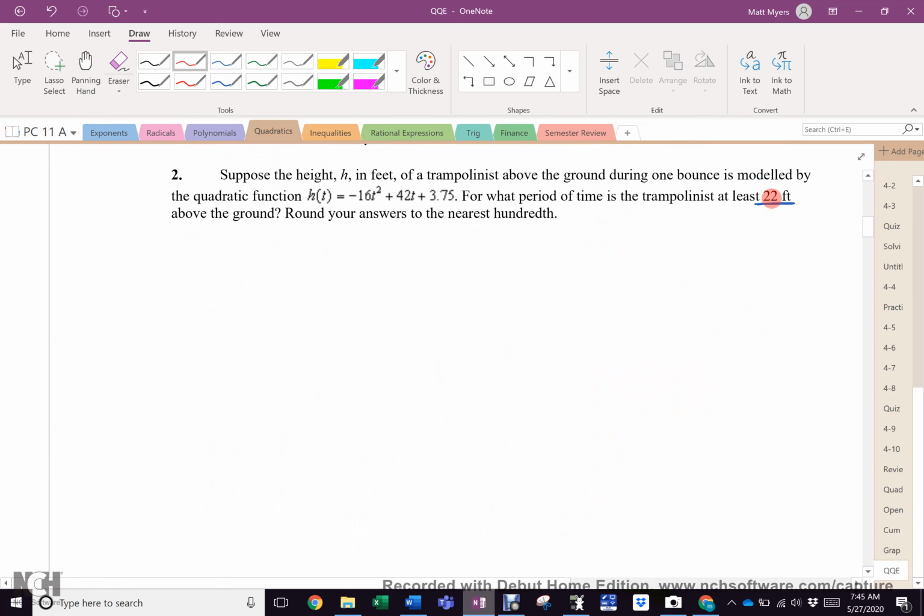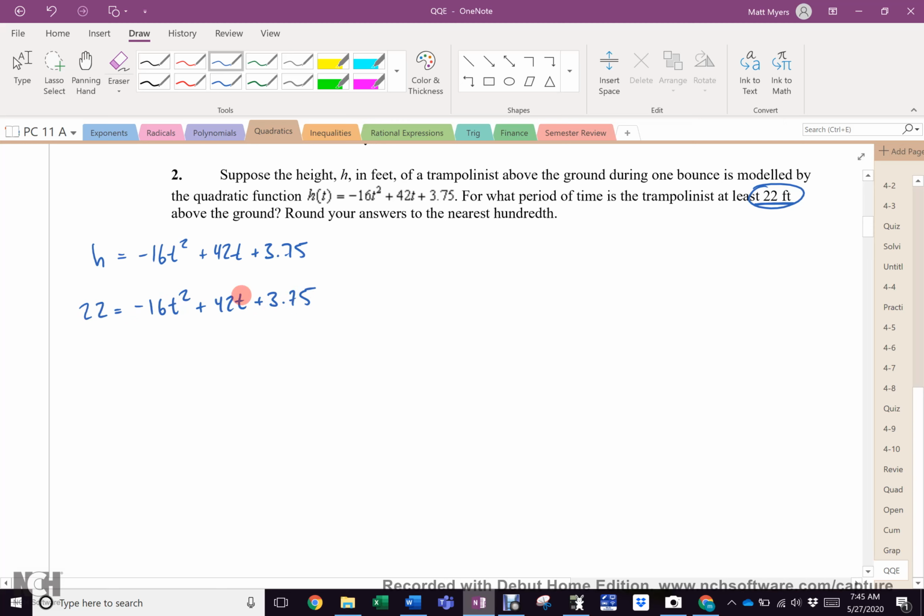And I've already highlighted the important thing here. Here's the formula: h equals negative 16t squared plus 42t plus 3.75. But I know that I want her at 22 feet. So h is 22, which equals negative 16t squared plus 42t plus 3.75. Now I've got to find what t is.